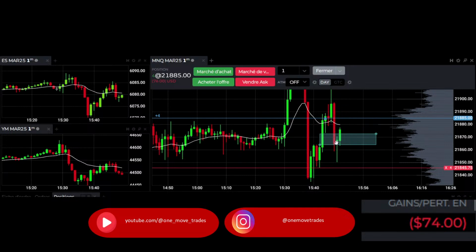Let's see if price will break this bearish fair value gap. Let's see if price will respect this area. If price closes above it, we can consider it as a support level.